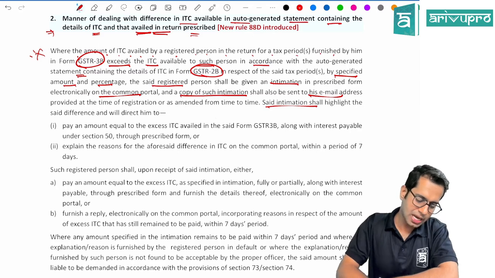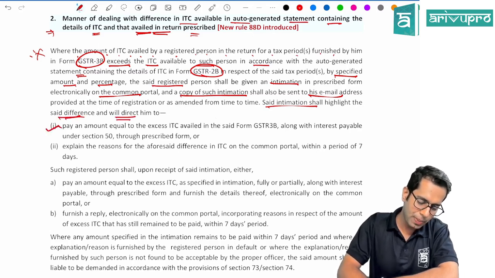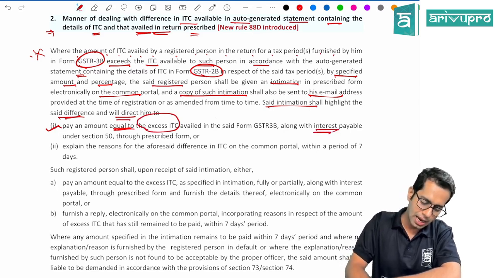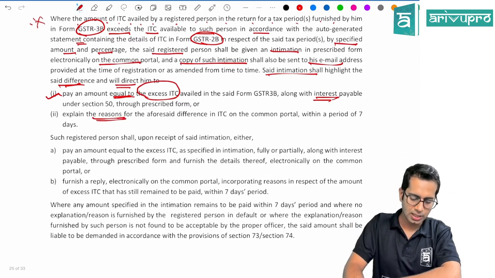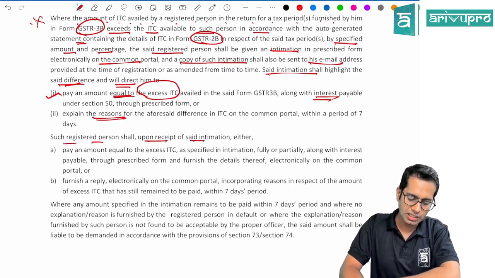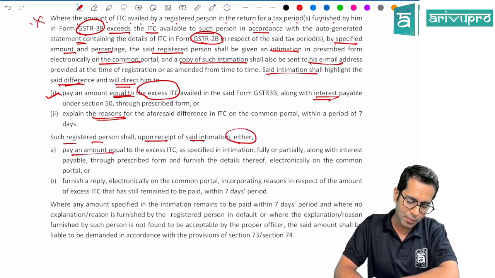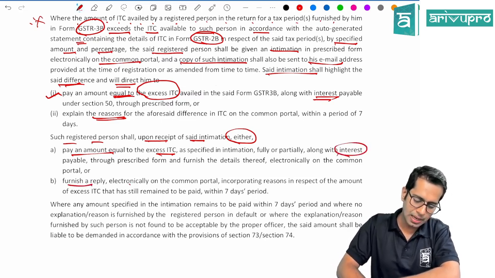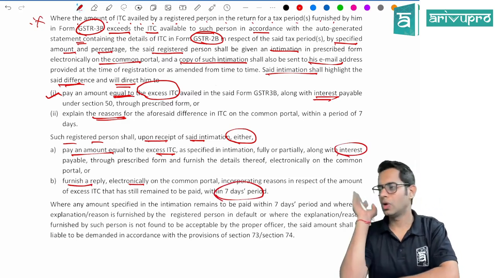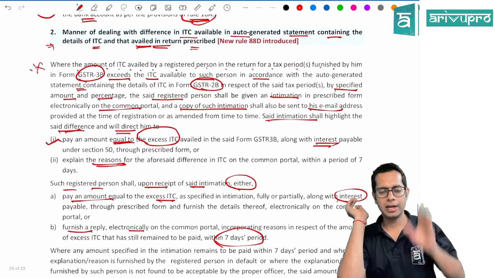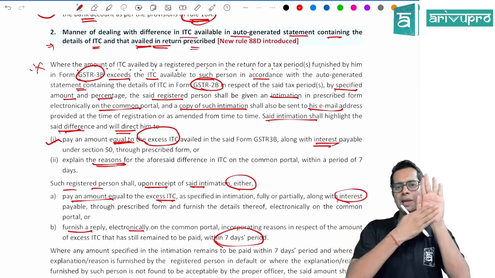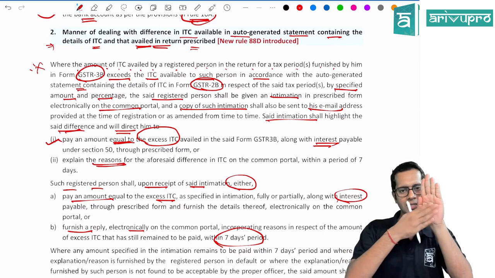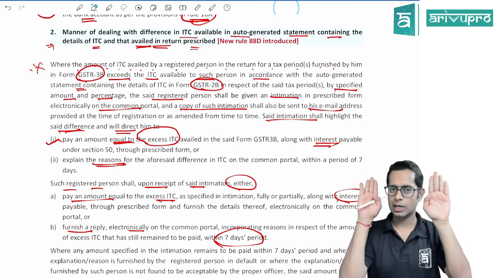The said intimation shall highlight the said difference and direct him to pay an amount equal to the excess input tax credit along with interest, and explain the reasons for such difference. Such registered person shall, upon receipt of such intimation, either pay an amount equal to the difference along with interest, or furnish a reply electronically within 7 days. Now what is this point telling? Rule 88B has been added. So normally we take input tax credit by filing a return called 3B, and whatever ITC I take in 3B should be as per my GSTR 2B.